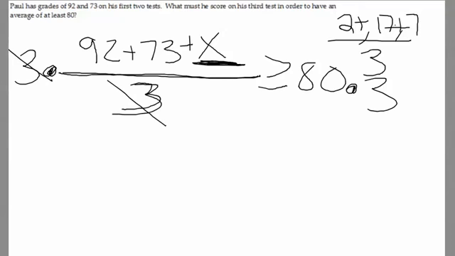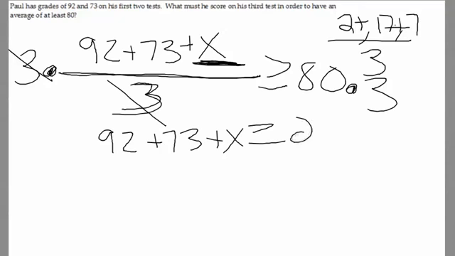So I did the opposite to cancel it on the left, which means I would just be left with the 92 plus 73 plus x. And on the right-hand side, I had an 80. We multiplied that by 3, so 80 times 3 is 240. So we're almost done with this problem.